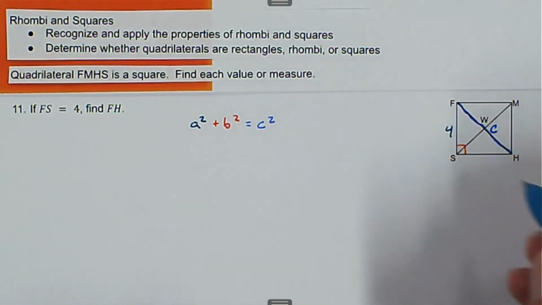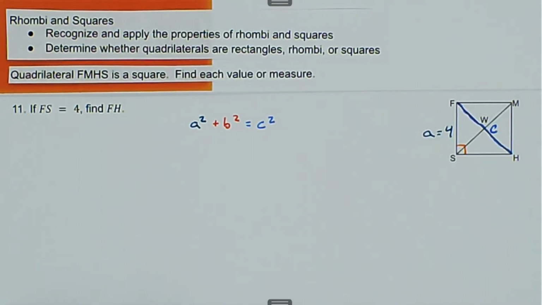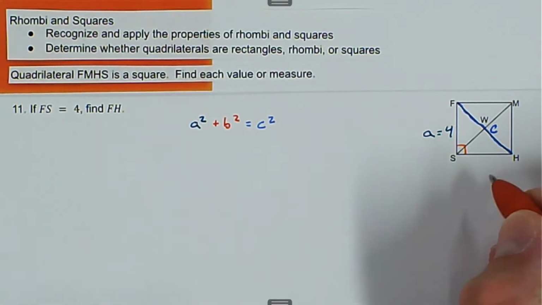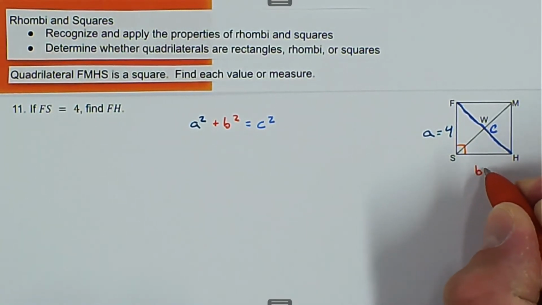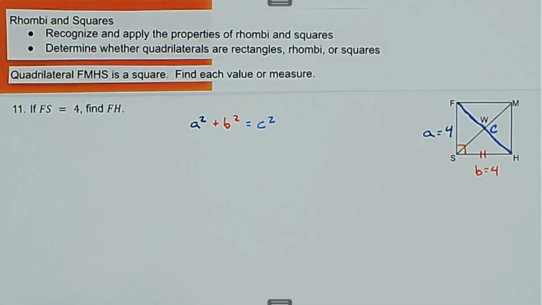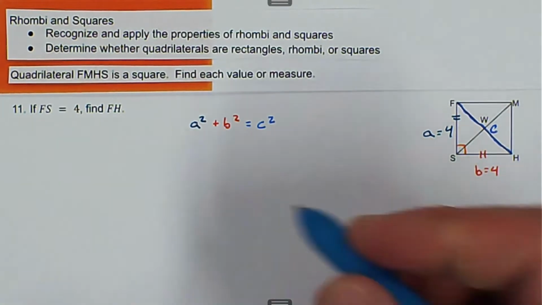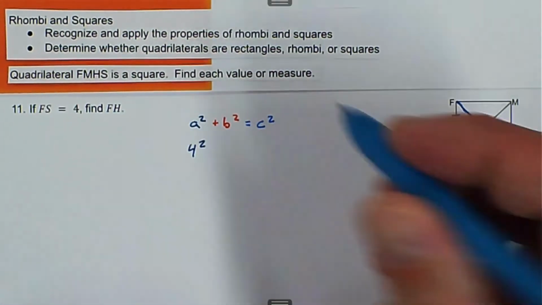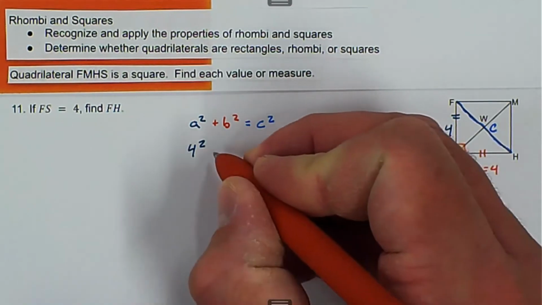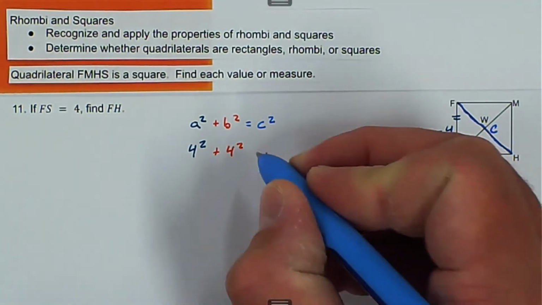Then we can name either of the legs of the triangle a and b. So we'll say that a is 4, and then b is also 4, because we know that all the sides of a square are congruent. So we have a right triangle with the two legs equal to 4, so we can substitute those values in. So we can say 4 squared plus 4 squared is equal to c squared.